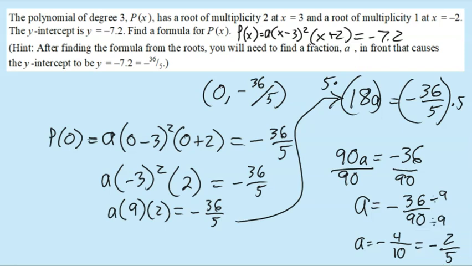It's negative 2/5. And that allows me to write my formula for p of x. Final answer: p of x equals negative 2/5 times x minus 3 squared times x plus 2. That's my final answer. I'm all done. I hope this example helps you both with the lesson practice sheet and also with your homework.